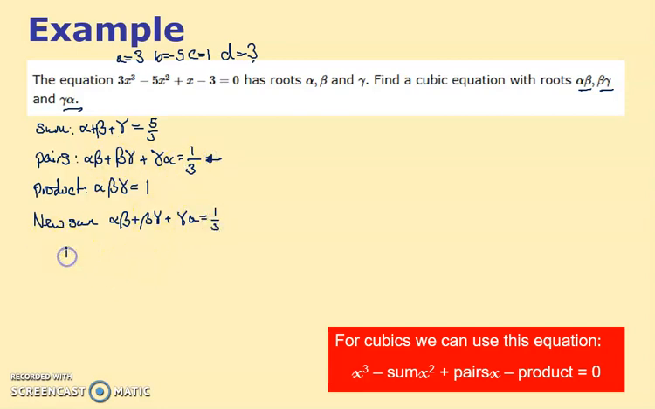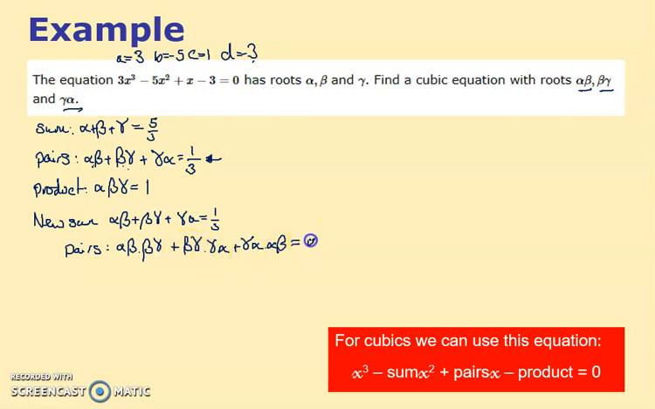The new pairs. So I've got times that by that and so on. So that gives me alpha beta times beta gamma plus beta gamma times gamma alpha plus gamma alpha times alpha beta. There's a lot of symmetry there, isn't there? So what do I get? I get beta squared in the first one. Or I could actually just write this. I'm just looking at this.